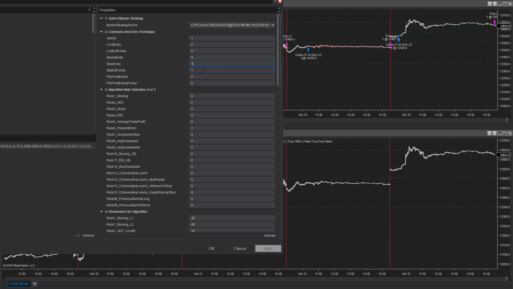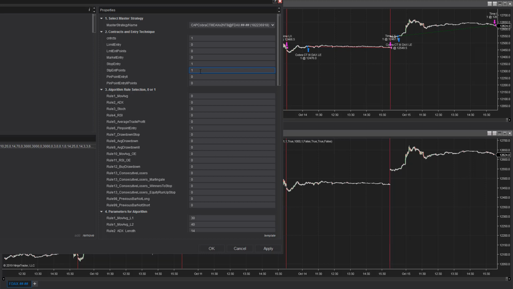We're using this stop entry. So once we get the criteria that's met, we enter on a stop, the next bar at the close plus 1 point. So you could change this as well. So you could say I'm going to enter in on a stop at the close plus 0, or 1 point, or 2 points, or 3 points, or 4 points, or 5 points.